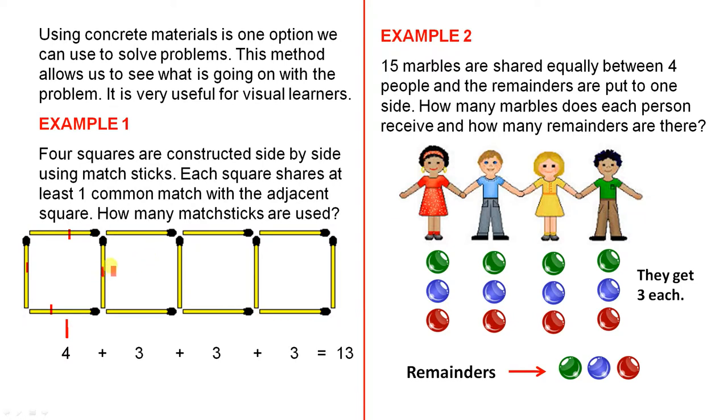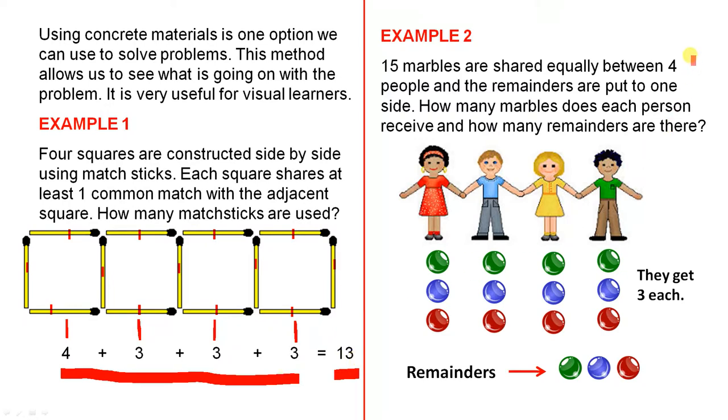For the next square, we already have one matchstick there. So we have another 3. 1, 2, 3. There. For the next square, we've already used this one, so we have another 1, 2, 3. That's there. And for the last square, we've already used this one, so we have 1, 2, 3. There. So the total number of matchsticks, you just add those numbers, and you have 13 matchsticks.